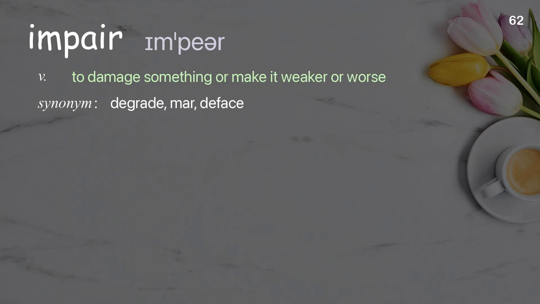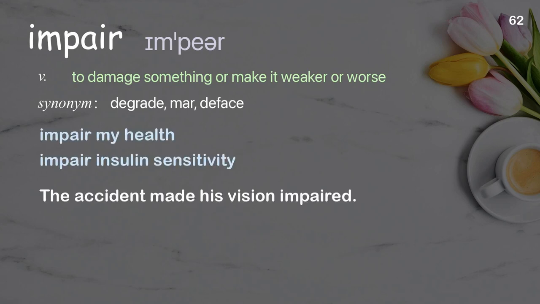Impair: to damage something or make it weaker or worse. Examples: impair my health, impair insulin sensitivity. The accident made his vision impaired.